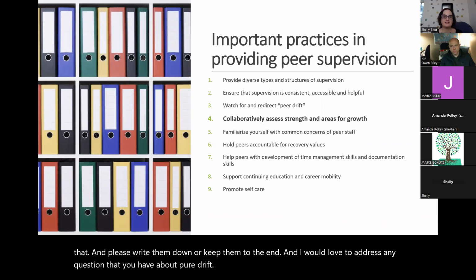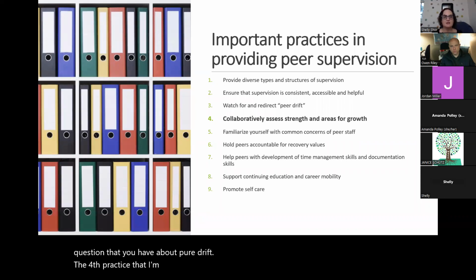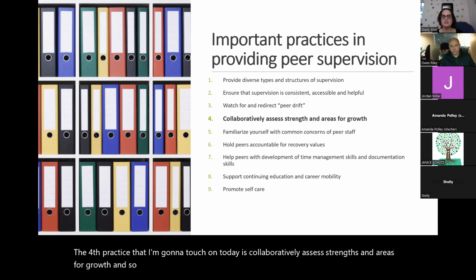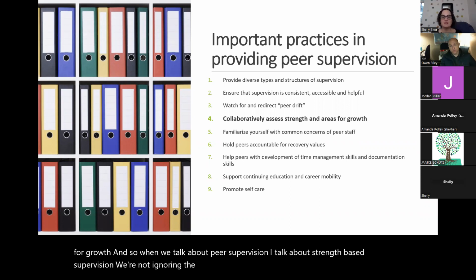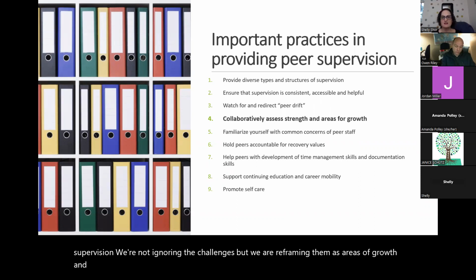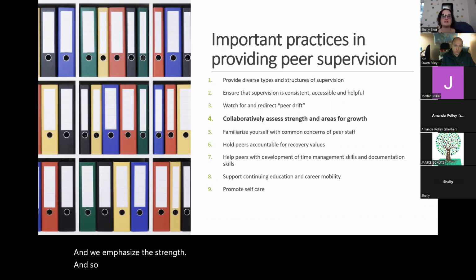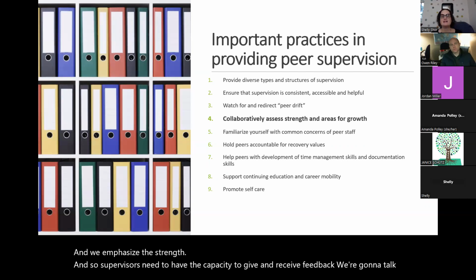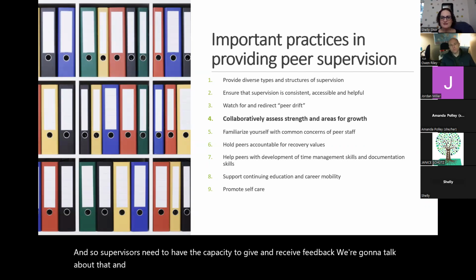The fourth practice that I'm going to touch on today is collaboratively assess strength and areas for growth. And so when we talk about peer supervision, I talk about strength-based supervision. We're not ignoring the challenges, but we are reframing them as areas of growth, and we emphasize the strength. And so supervisors need to have the capacity to give and receive feedback. We're going to talk about that. And that's not easy as well.